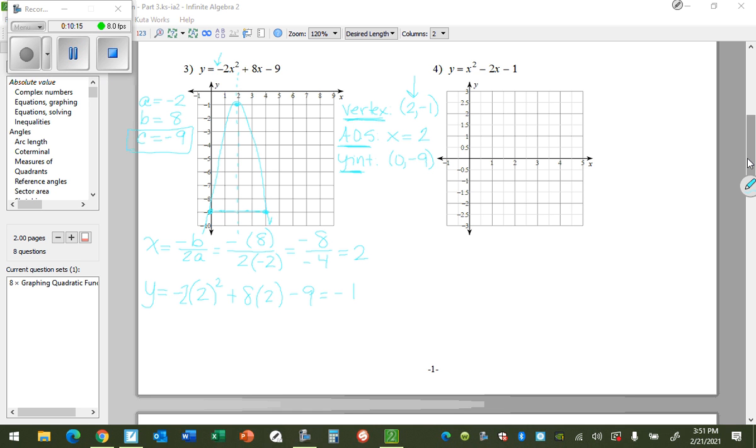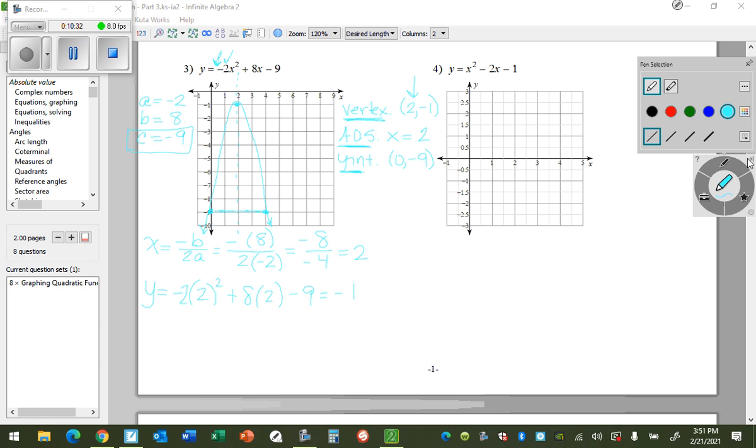You notice this graph is skinnier, where we talked about stretching and compressing. So because this value 2 is bigger than 1, we have a stretch. And because we have this negative, our graph opens down. So then use all that knowledge that we've been talking about. So we're going to go ahead and try another one.